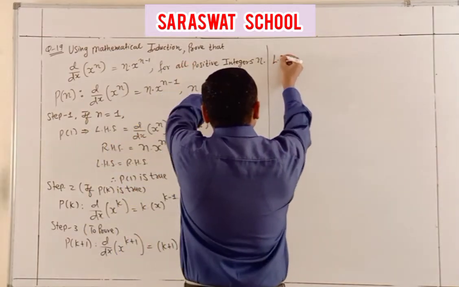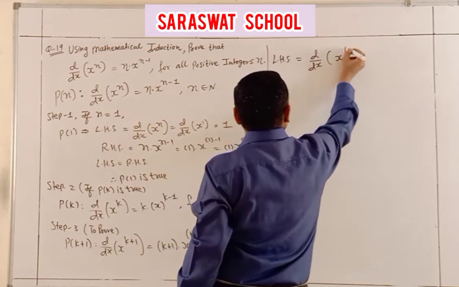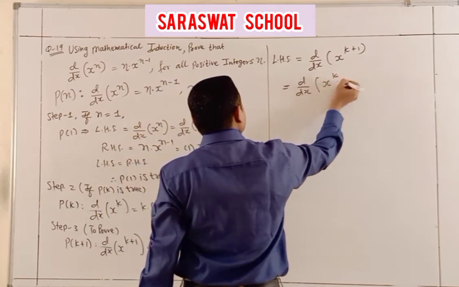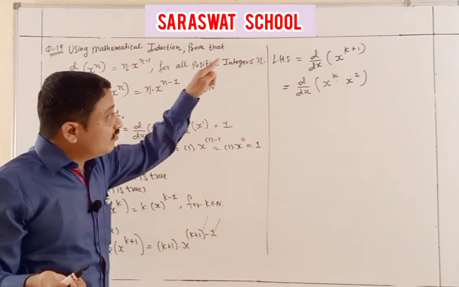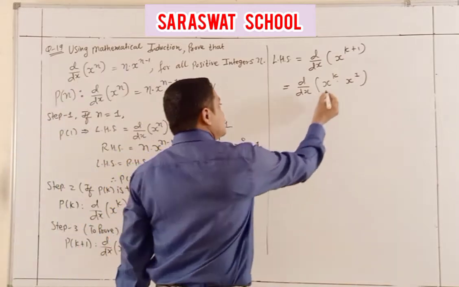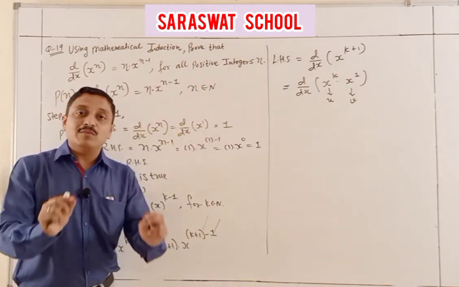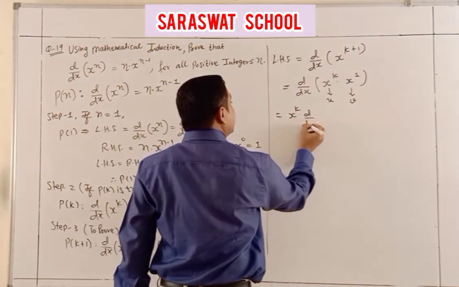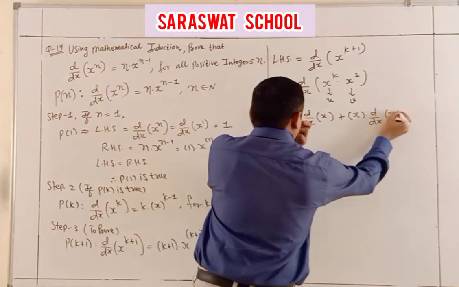So now my LHS is d/dx of x raised to k plus 1. Here, students, I just separate it into the same base with power addition, since power addition is already given. That's why I convert the base to be the same. Now here consider one as u and one as v. It means our multiplication rule: first times derivative of second, plus second times derivative of first.